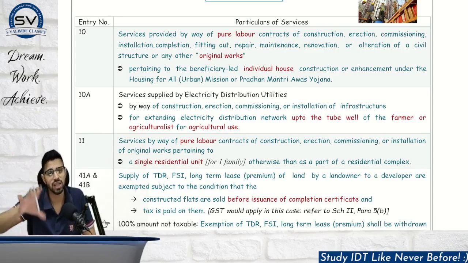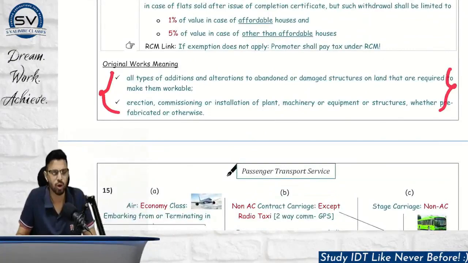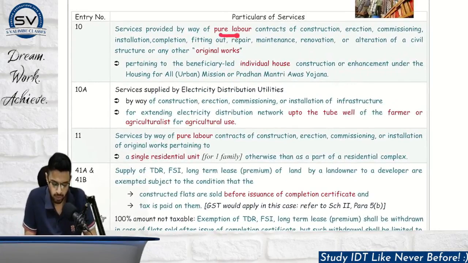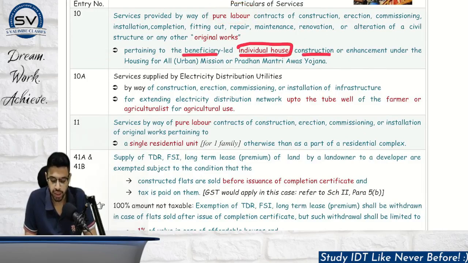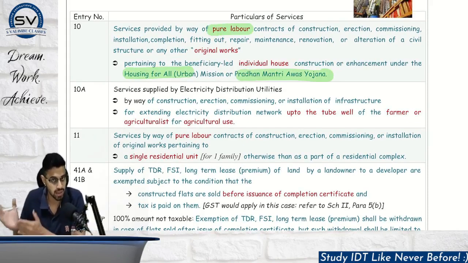It involves plant and machinery and related equipments as well. I have covered this in this particular small meaning, but you are not supposed to learn it exactly by heart. So main focus is pure labor, and all these services are provided pertaining to the beneficiary led individual house construction or enhancement under Housing for All Urban Mission or Pradhan Mantri Awas Yojana. So points to be focused upon are two. Point number 1, pure labor contract, not goods. Second, it is happening with respect to Pradhan Mantri Awas Yojana. This is a central government led scheme, or Housing for All mission.